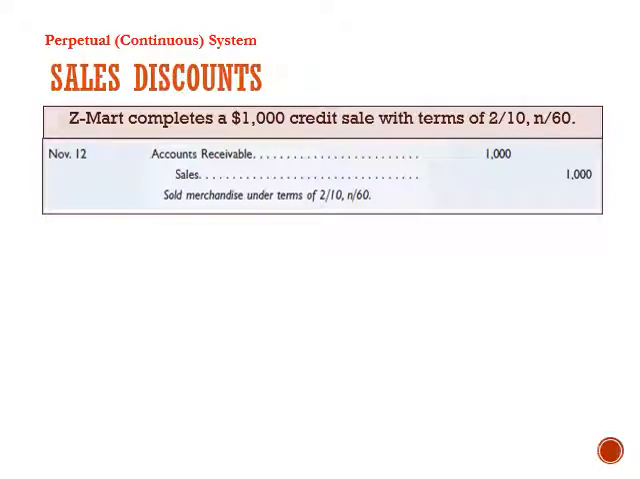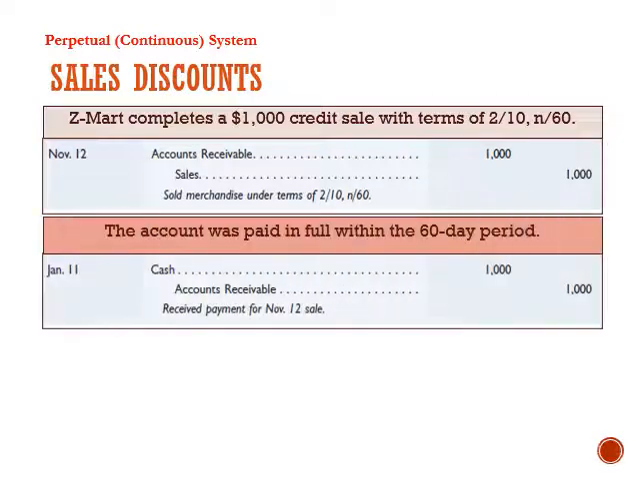Say for example, on November 12th, Z-Mart completes $1,000 credit sales with terms of 2/10, n/60. The journal entry is to debit accounts receivable and credit sales with $1,000. Assume the account was paid in full within the 60-day period. The journal entry to record the payment is to debit cash and credit accounts receivable with $1,000.